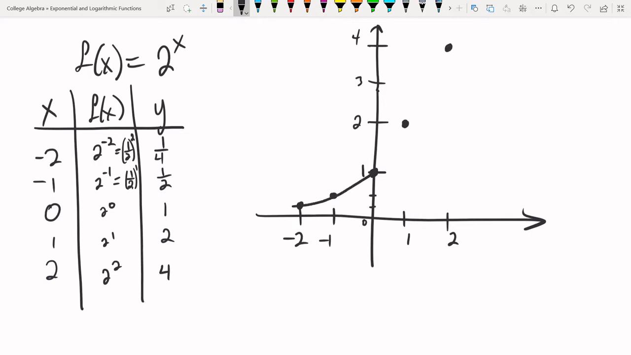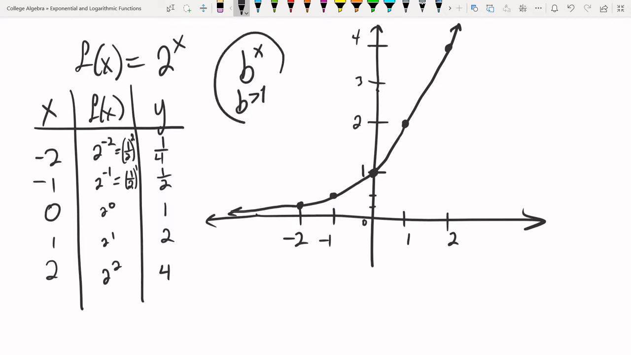Drawing a smooth curve between these. Looks like that. And what you'll see is that this one actually goes off this way. That's the basic idea of what an exponential function does. Any exponential function of b^x, as long as b is greater than 1, is going to look very similar to this graph. How it shifts and things is just minor details, but it's going to look very similar to this.